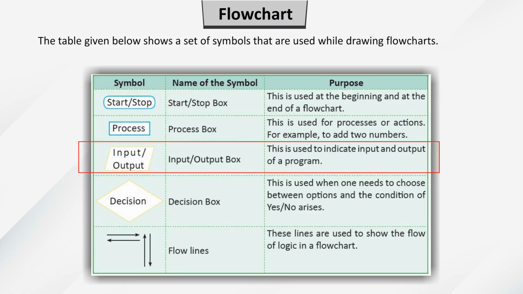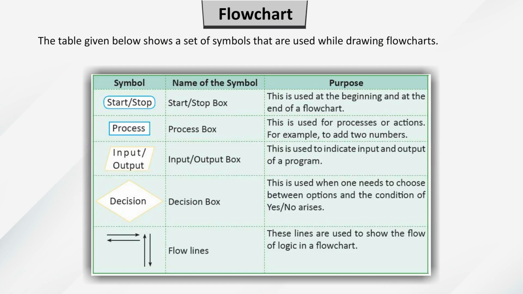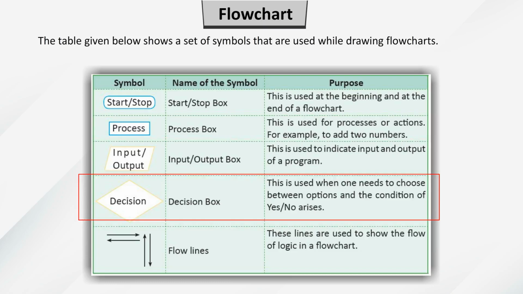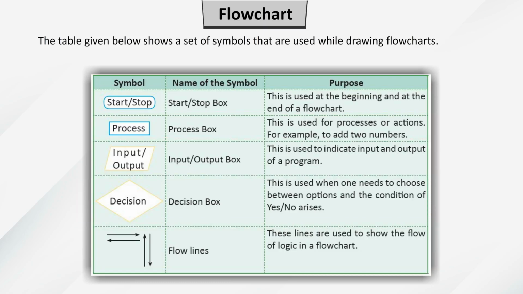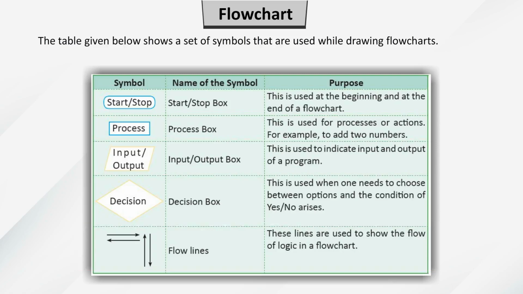Input or output. Input or output box. This is used to indicate input and output of a program. Decision. Decision box. This is used when one needs to choose between options and the condition of yes or no arises. Arrow symbols. Flow lines. These lines are used to show the flow of logic in a flow chart.